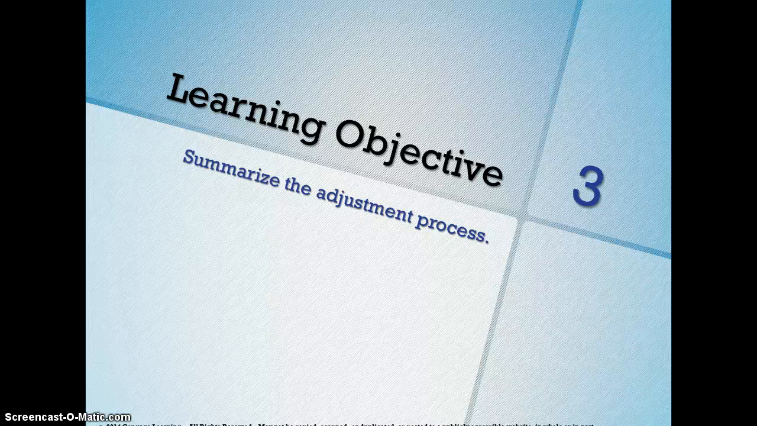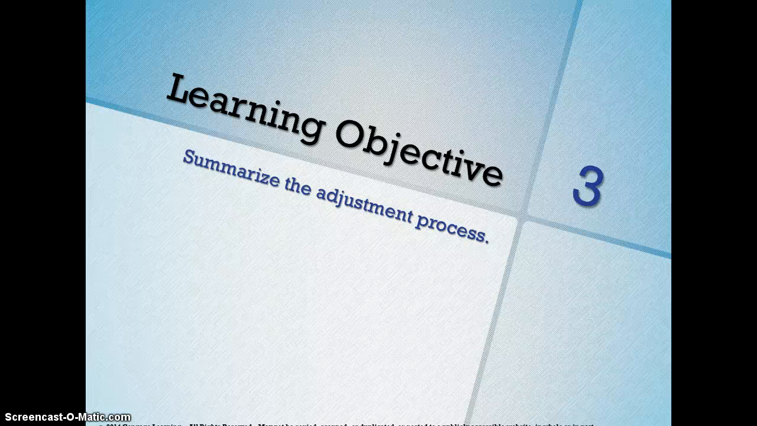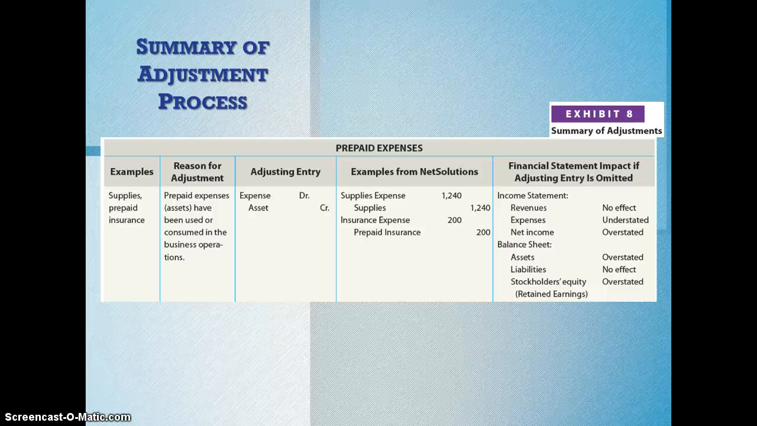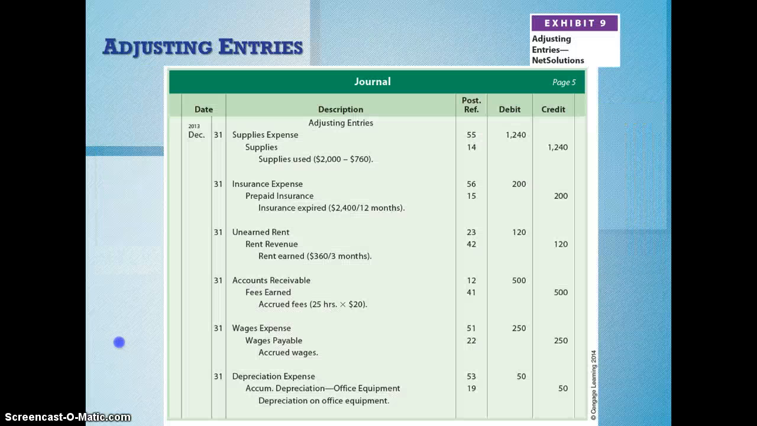All right, so looking now at Objective 3. Objective 3 is summarizing the adjustment process. So this is going to put all of those journal entries that they introduced in Objective 2, they put it in one spot so you can kind of get the whole picture. Okay, so Exhibit 8, 9, and 10 are extremely important in the chapter. Okay, it kind of puts it all in one spot, which is really nice. These are the journal entries that happen and how they affect each one of the accounts. Okay, going through each type. And here they are all in one spot.